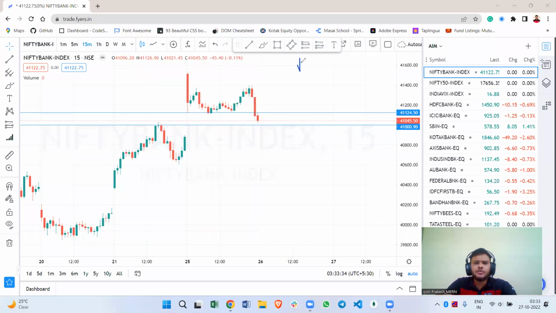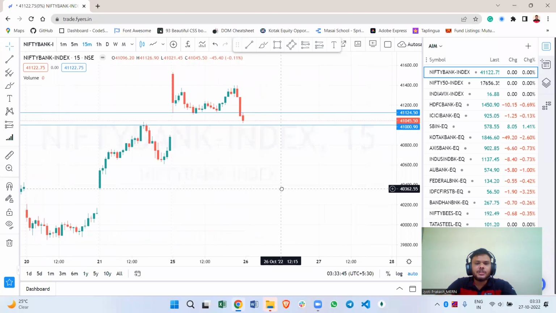And if it shows any negative movement after opening gap up, then we are going to take a trade for selling, and our target will be 41,400 to 41,150. Okay, and let's assume the market opens gap down and it closes below 41,700, 41,800. Then what are we going to do?